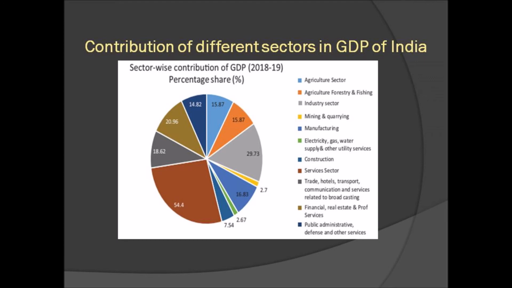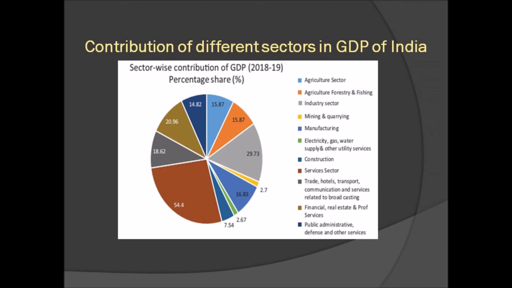Contribution of different sectors in GDP of India. As we already studied, there are many sectors like the service sector, manufacturing sector, mining sector, construction sector, agricultural sector, and public administration sector. Like this, there are many sectors in India. Now we will see the contribution of these sectors in the GDP of India.